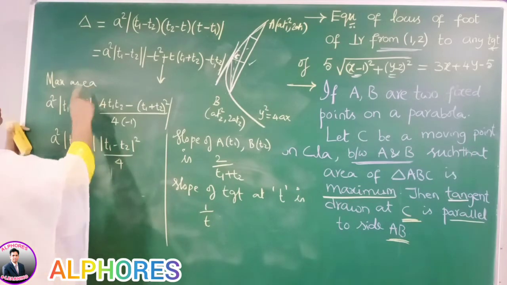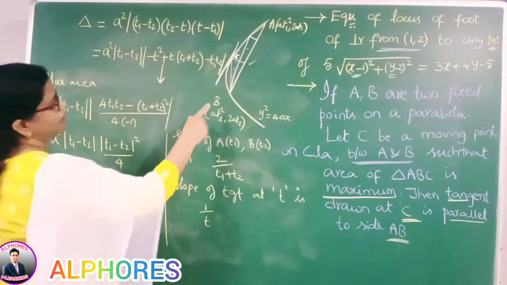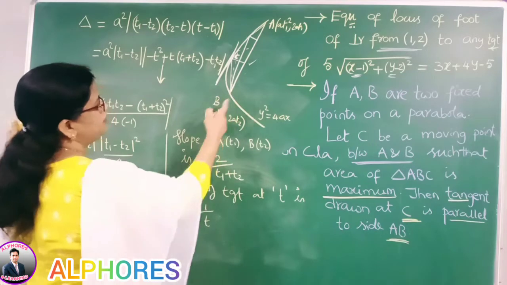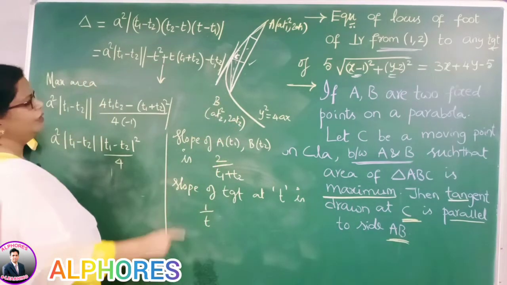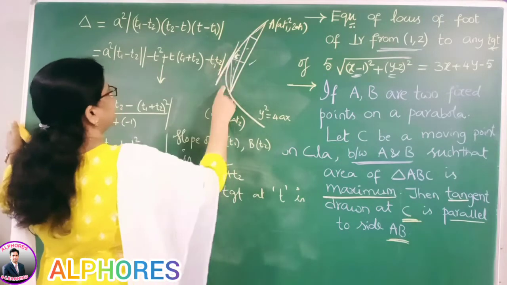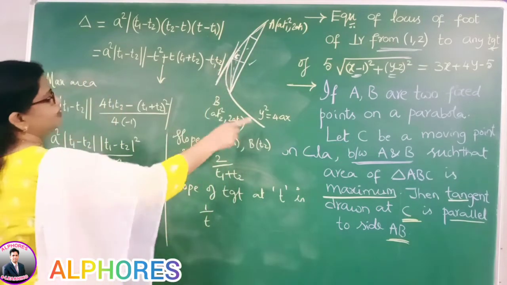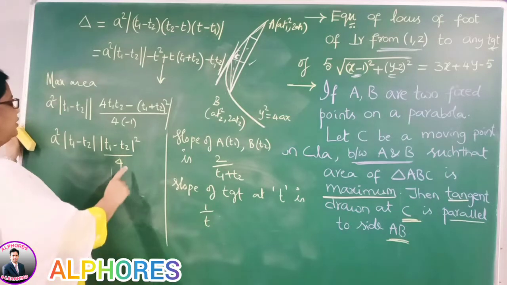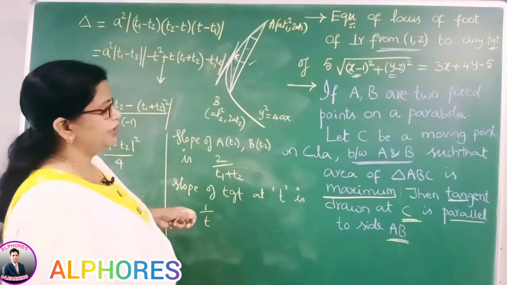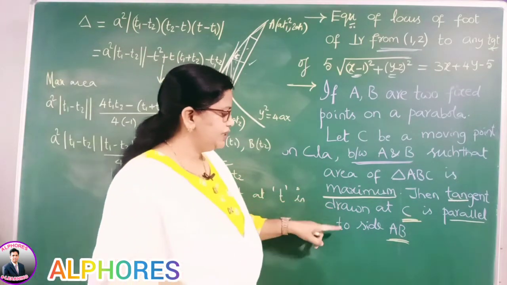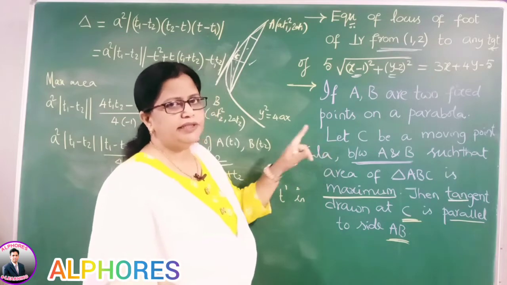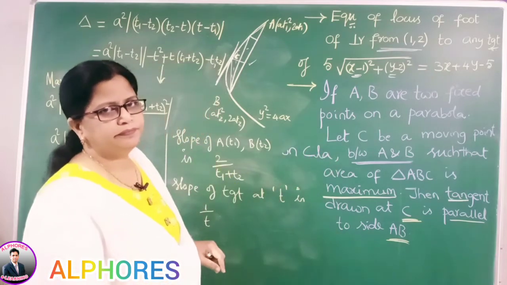That is the formula for maximum area of triangle ABC, when A and B are two fixed points on it and C is any variable point within the arc AB to the parabola y square equal to 4ax. So you can make use of this formula. And what is the main important concept here? The tangent drawn at C is always parallel to the side AB when the triangle is taking maximum area.